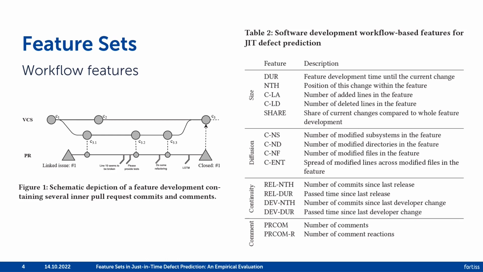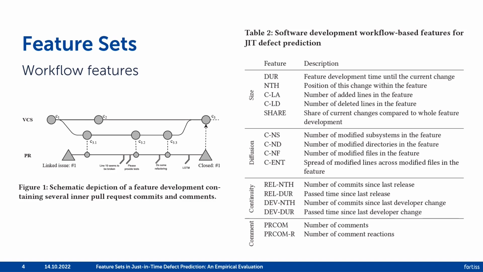As you can see, one pull request, one feature development, can contain different commits on a separate branch, for example, and have comments and discussion about the feature development. And only once the feature development is done, it gets merged back to the main branch of the version control system.